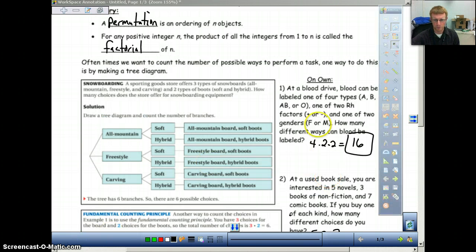All right, so for this first one with the blood drive, you should have gotten 16. You have 4 types, you have 2 factors, and then you have one or the other for a gender. So it's just 4 times 2 times 2. So you have 16 different combinations of ways that blood can be labeled.